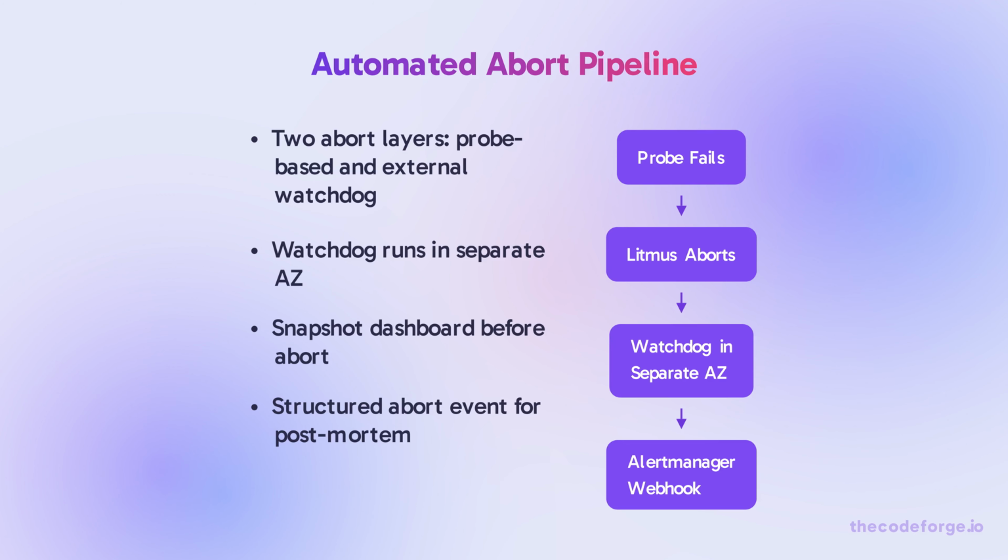The most dangerous moment is the gap between something is wrong and someone pushed abort. You need 2 layers: probe-based abort inside Litmus and an external watchdog in a separate availability zone. The watchdog subscribes to Alertmanager webhooks and aborts the experiment if a business impact alert fires.